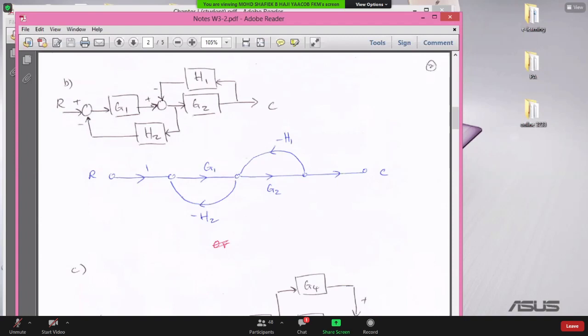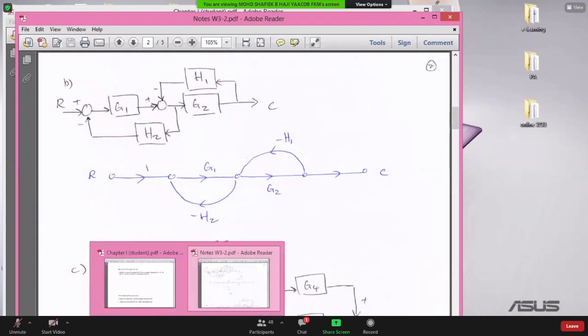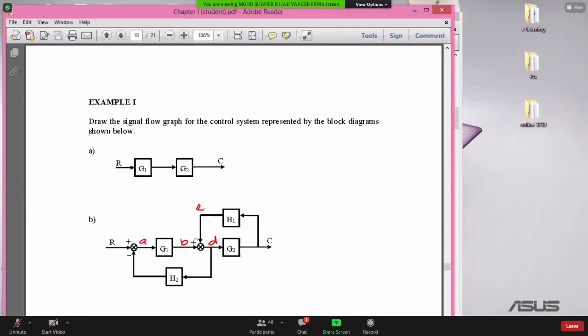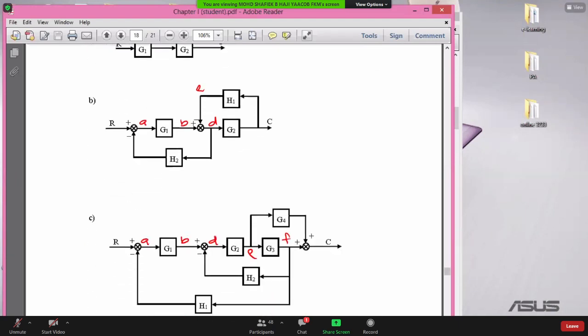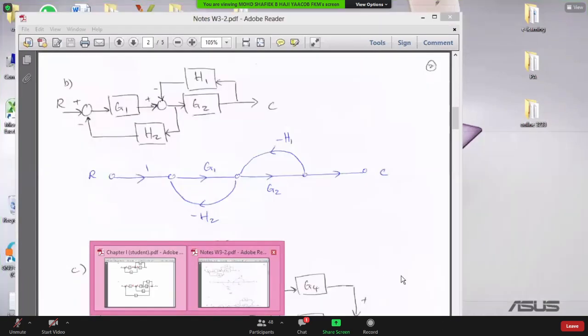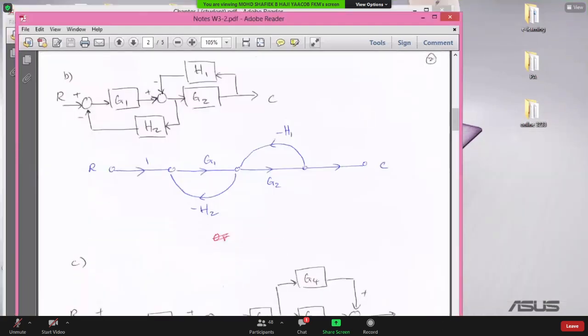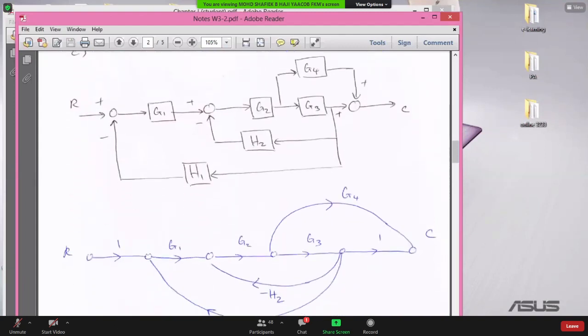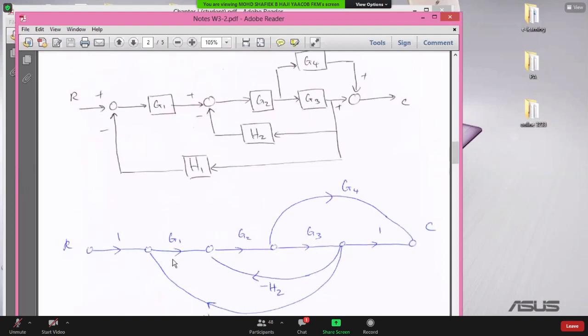Okay, let's go to the last example. So this is now part C. Let us transform that into a signal flow graph. Yeah, nicely drawn. Okay, so that's 1, 2, 3, 4, 5, 6. So you need 6 nodes.